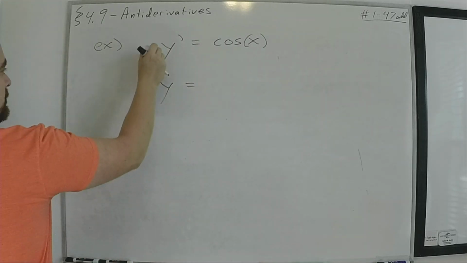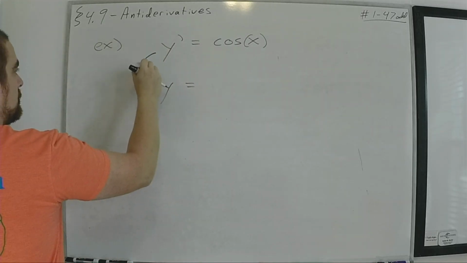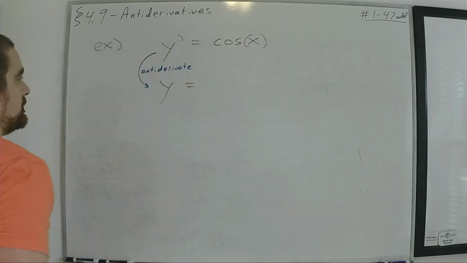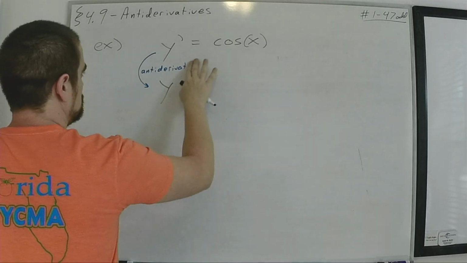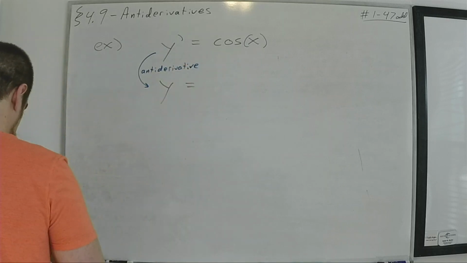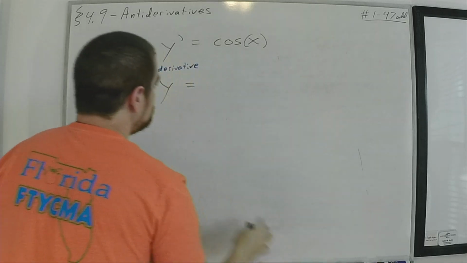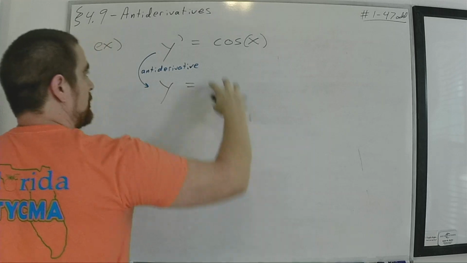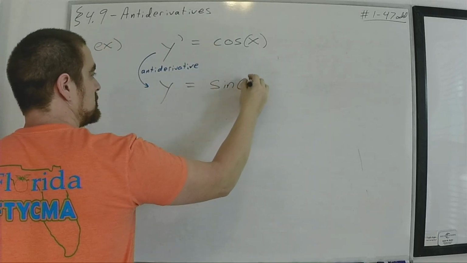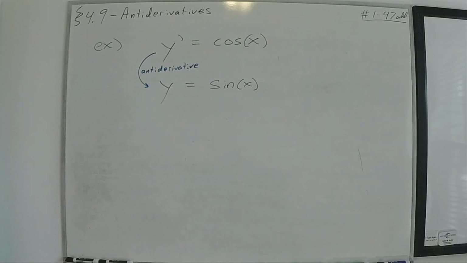So going from here to here, I want to find the antiderivative, that when I differentiate it, I would get y prime. Well, if I differentiate the sine of x function, I would get cosine of x.